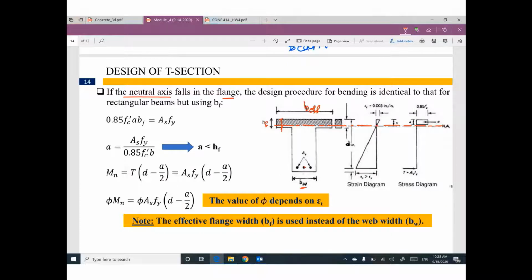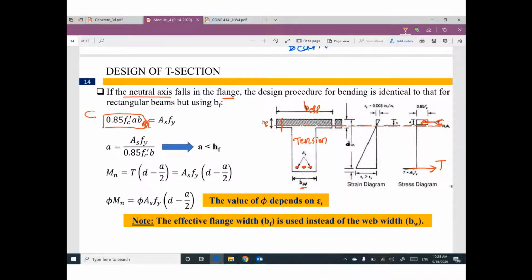Like first principle, anything above the neutral axis will be under compression. Anything below will be under tension. Concrete in tension will crack, so we have only steel reinforcement. So we have tension force here, T, and compression force here, capital C. The value of capital C equals 0.85 F prime C A B effective.